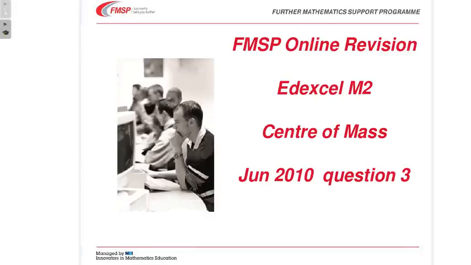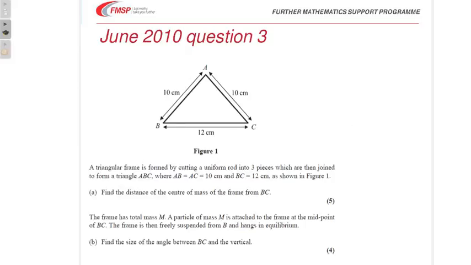Okay, a question on centre of mass from June 2010, question number 3, on the Edexcel M2 paper. So here's the question. You might like to pause the video and just take a moment to read it and carry on when you're ready. Okay, we've got a triangular frame made up of 3 pieces of rigid rod of lengths 10, 10 and 12. We've got to find the distance of the centre of mass of the frame from BC.